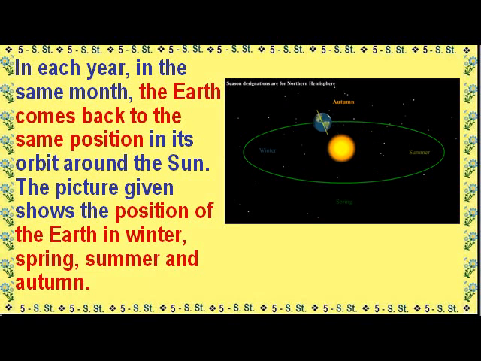In each year, in the same month, the Earth comes back to the same position in its orbit around the sun. The picture given shows the position of the Earth in winter, spring, summer, and autumn.